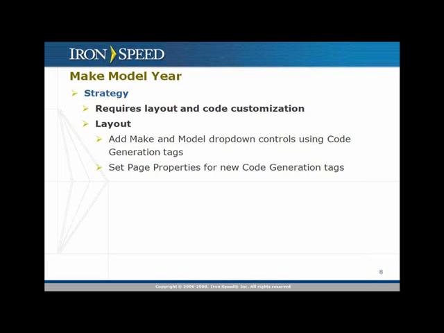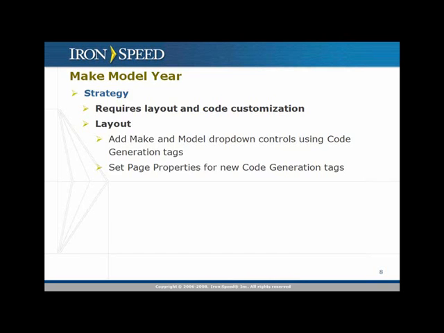And in terms of the layout specifically, and we'll talk about the code customization in a minute, what we will need to do is add the make and model drop-down controls using code generation tags. And we will also need to set the page properties for the new code generation tags that we have added. That's what our strategy is. Let's go through and first make the layout customization, and then we will come back and actually do the customizations on the code side. So with that, I'm going to switch over to Iron Speed Designer and actually make those customizations on a new page here.